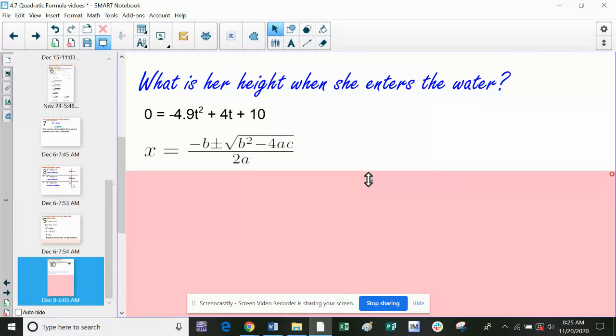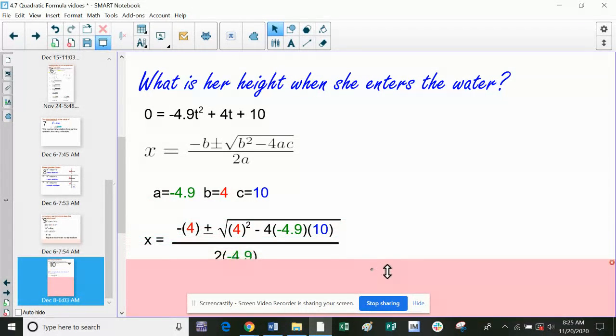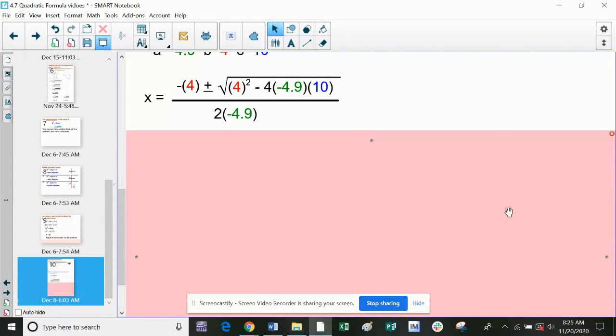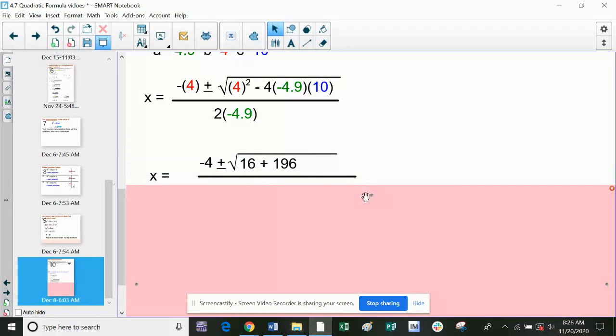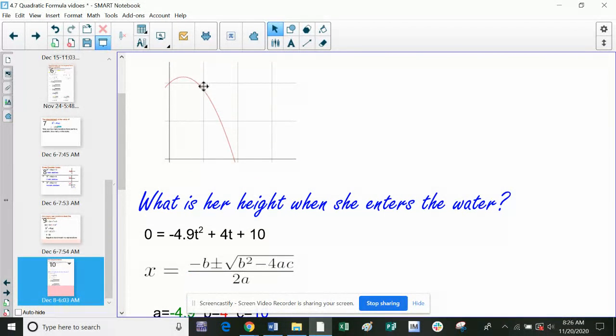From there, go ahead, get out your quadratic equation, plug in your values. A is negative 4.9, B is 4, C is a positive 10. So I put those values into my equation. Simplify your radical. We can see that we're going to have two real solutions. Notice though, I said, what time does she go into the water? I'm going to pause my solve right here because take a look. There's only one solution there.